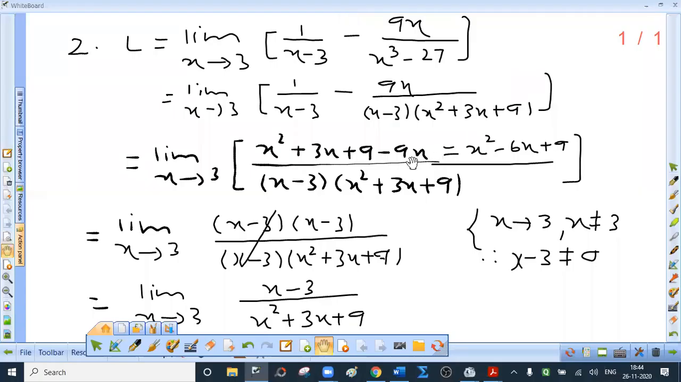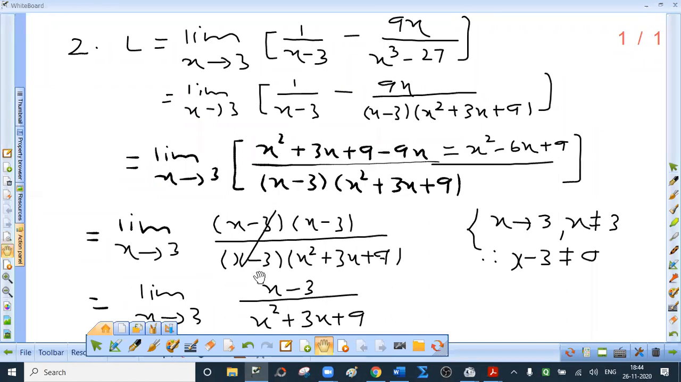So second, limit x tends to 3, 1 upon x minus 3 minus 9x upon x cube minus 27. What are the factors of x cube minus 27? X minus 3, x square plus 3x plus 9. Now this is LCM. So what is numerator? X square plus 3x plus 9 minus 9x. That is x square minus 6x plus 9. Note that this is square of x minus 3. I have written this as x minus 3 into x minus 3.